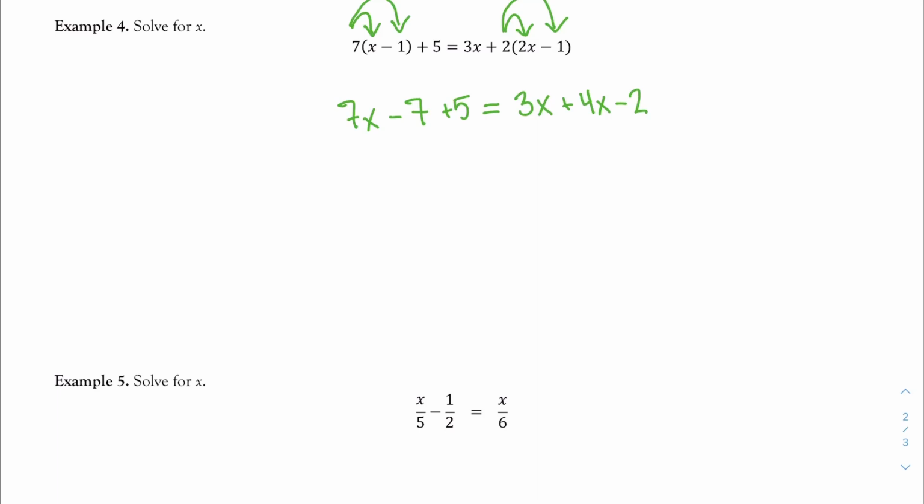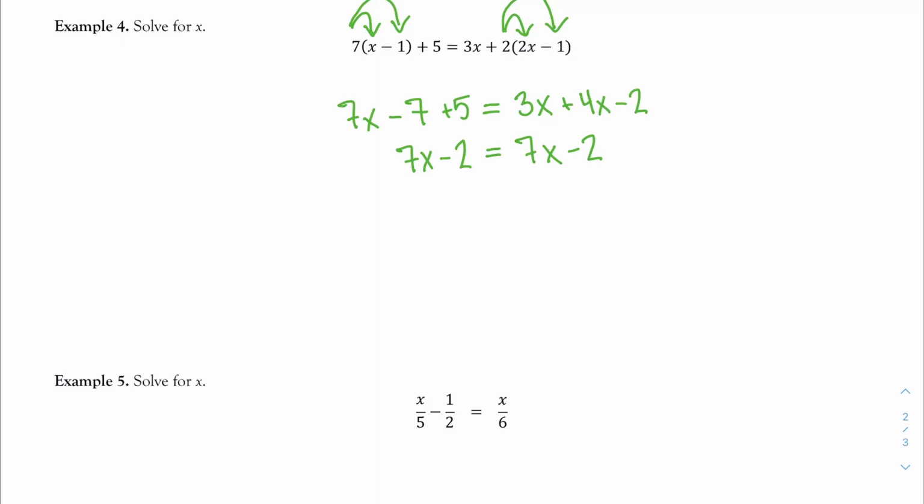Moving to the next step, well, before I move on to the next step, let's go ahead and simplify. We can combine any like terms before I start moving things around. On the left, I can combine negative 7 and positive 5. Negative 7 plus 5, I get negative 2. On the right, 3x plus 4x, I get 7x, minus 2. So I end up with 7x minus 2 is equal to 7x minus 2.